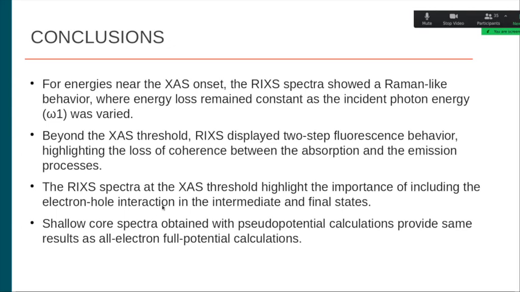And finally, we have also shown that there are clear differences when we include and when we ignore the electron-hole interactions in both the intermediate and the final state. Regarding the pseudopotential implementation, we have already obtained a good description of the X-ray absorption with pseudopotentials, which is already a big step. But regarding the RIXS, we are observing some small differences, and this might be related again to the fact that there is interference when we consider all the atoms in the system.